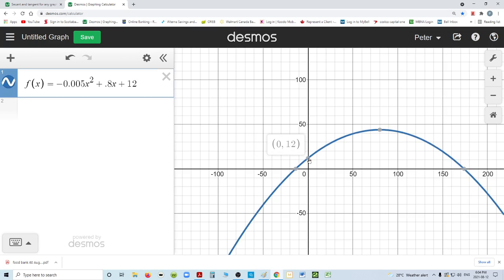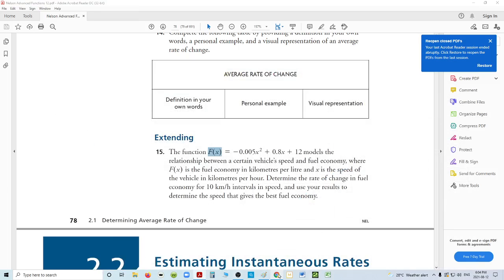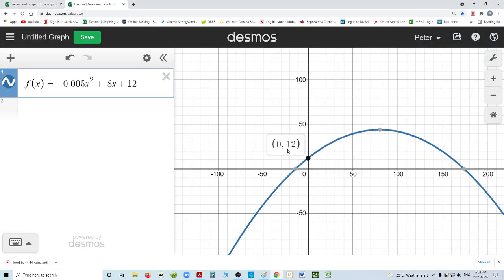Now, you've got to read the question carefully: vehicle speed and fuel economy. F of X is the fuel economy in kilometers per liter. So the higher your y-axis goes, the more kilometers per liter you get. And X is the speed. So at 0 kilometers per hour, you're getting 12 kilometers per liter. And as you reach here, you hit the vertex. That means at 80 kilometers per hour for this car, you hit your maximum fuel economy.